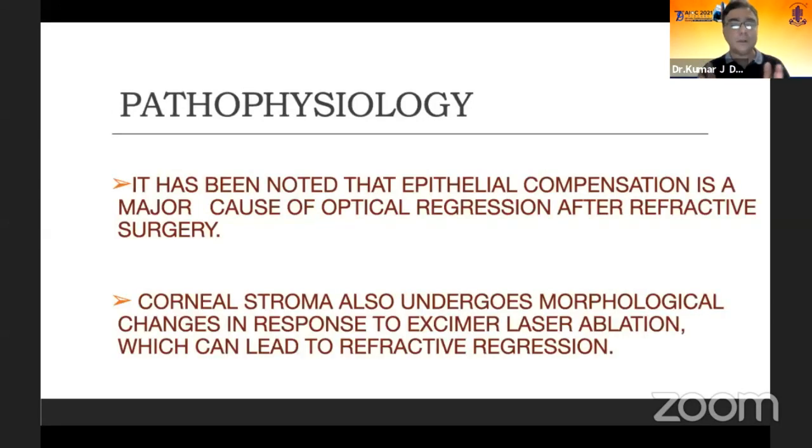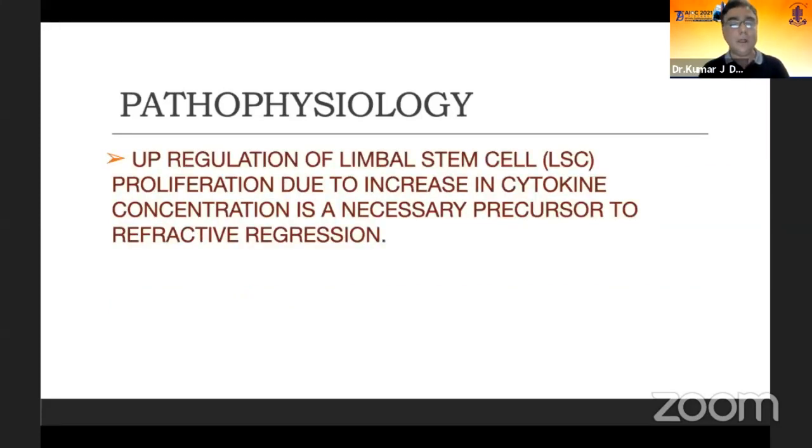Now the pathophysiology: a lot of discussion on epithelial thickness was documented. Dr. Praveen Krishnan and Dr. Gaurav both said something, which is also going to be concluded in my talk. It has been noted that epithelial compensation is a major cause of optical regression after refractive surgery, so these patients will have epithelial thickening. The corneal stroma can also undergo morphological changes over the years and in response to excimer laser, which can lead to refractive regression. The basic pathophysiology is the regulation of limbal stem cells, proliferation, and an increase in cytokines, a necessary precursor for refractive regression.